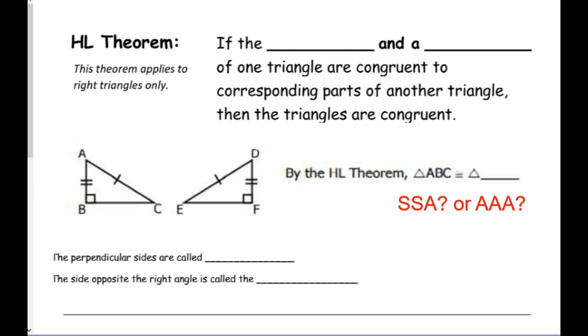Let's fill this in. If the blank and a blank. So H stands for hypotenuse, and L stands for leg. Okay, this is right triangle terminology. So if you got a hypotenuse and a leg of one triangle, and they're congruent to corresponding parts of another triangle, then the triangles are congruent.